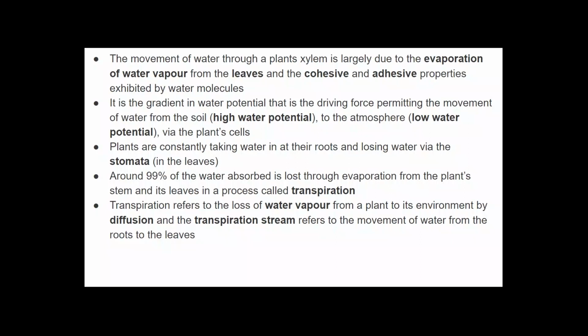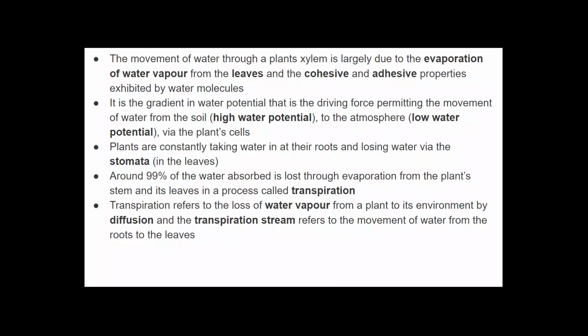Through adhesion, water by capillary action will move up the xylem vessel, but also the movement of water itself. As water moves up, it pulls other water molecules with it. And it is a gradient of water potential that is a driving force, permitting the movement of water from the soil, where the water potential is high, to the atmosphere, where the water potential is low, via the plant cells.